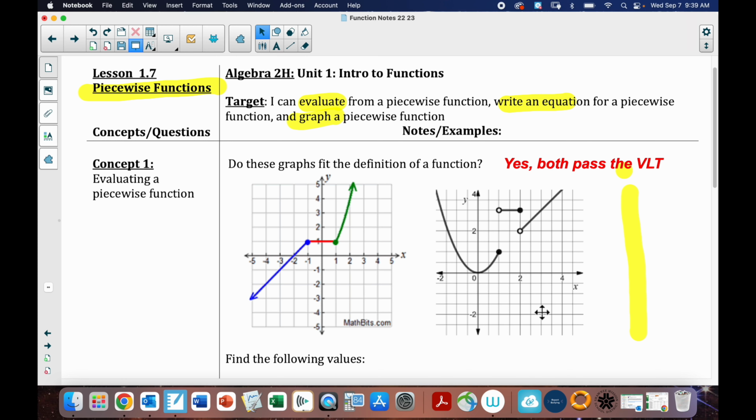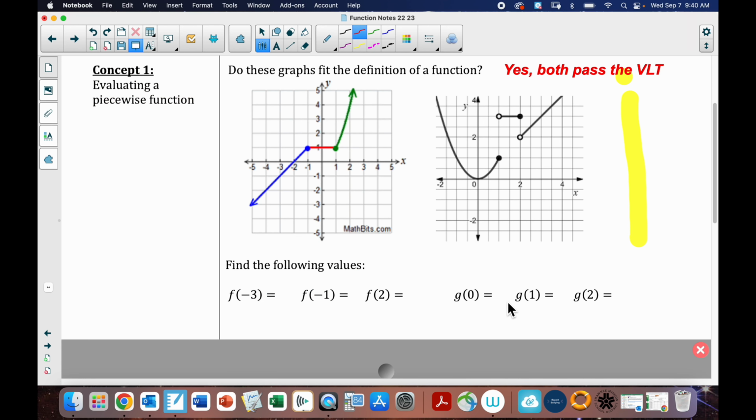However, there are special kinds of functions which are called piecewise functions. If we're going to evaluate piecewise functions, that means when you plug in a number. So what is f of negative 3, what is f of negative 1, and what is f of 2? We've done this in class before, and this first one is pretty straightforward, so you should be able to do this. Pause the video for a second and see what you come up with for negative 3, negative 1, and 2.